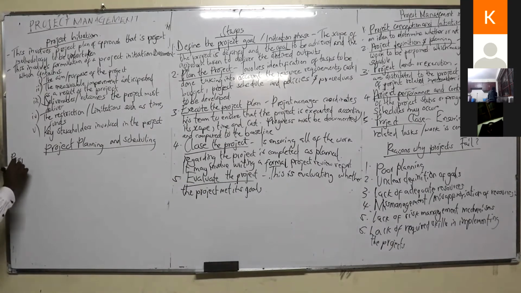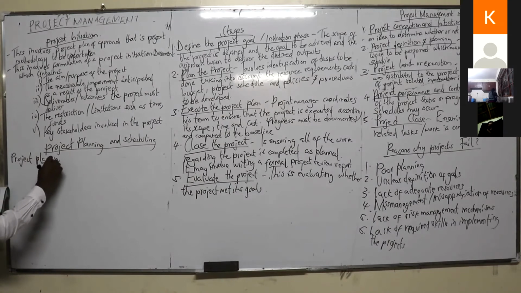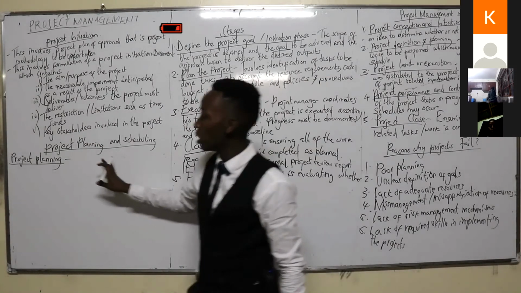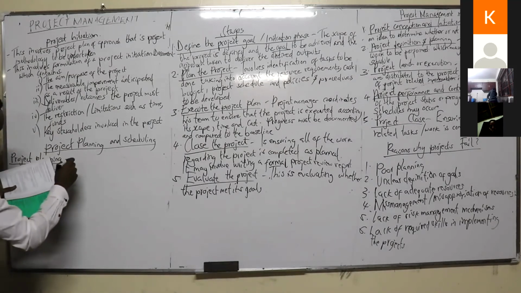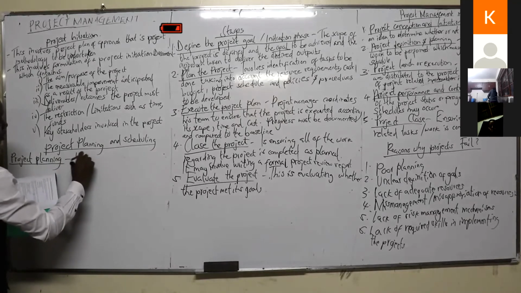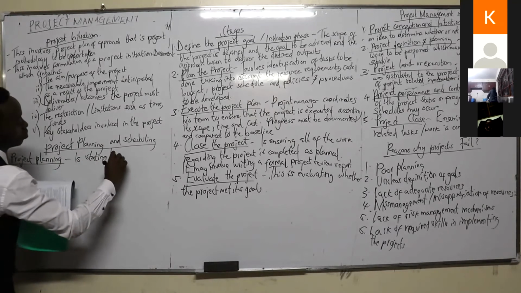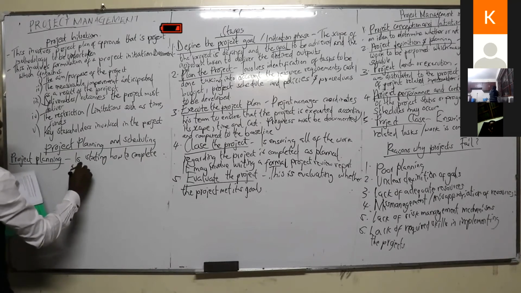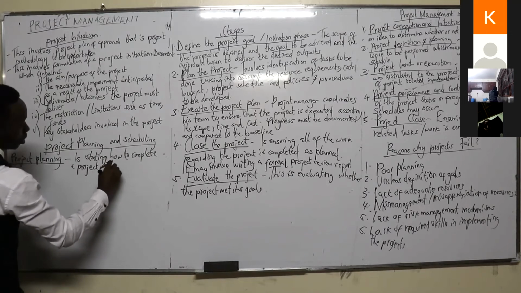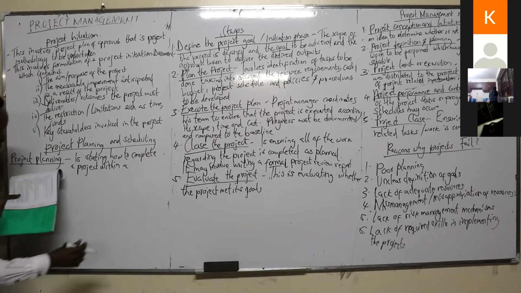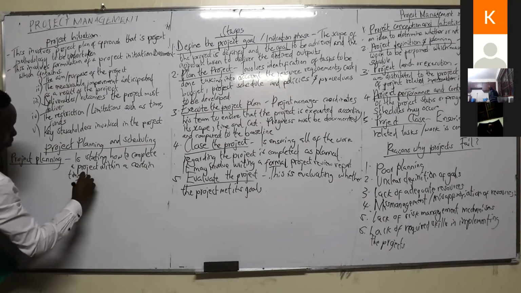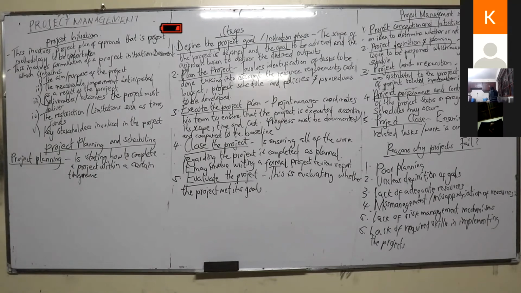So you can define what project planning means. Project planning, in other words, is stating how to complete a project. This is basically identifying steps on how to complete a project within a specified time frame, with designed stages and designated resources.